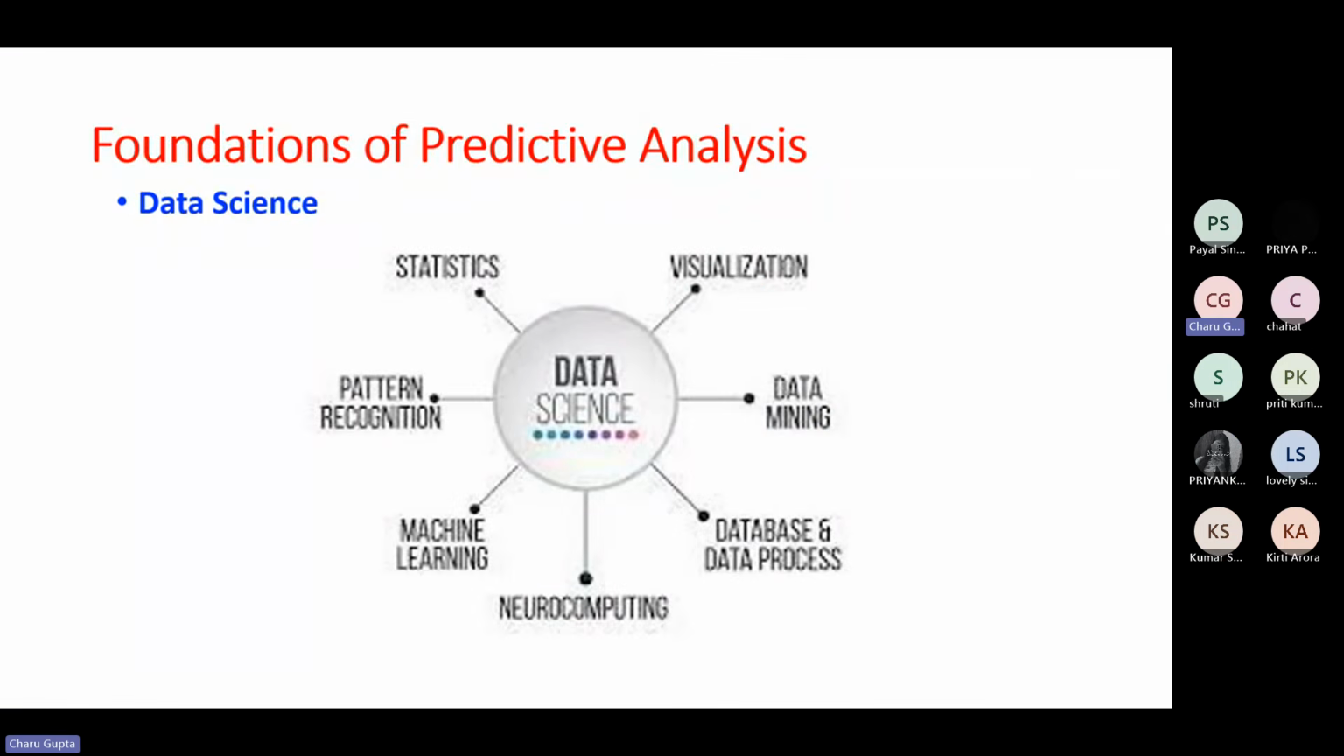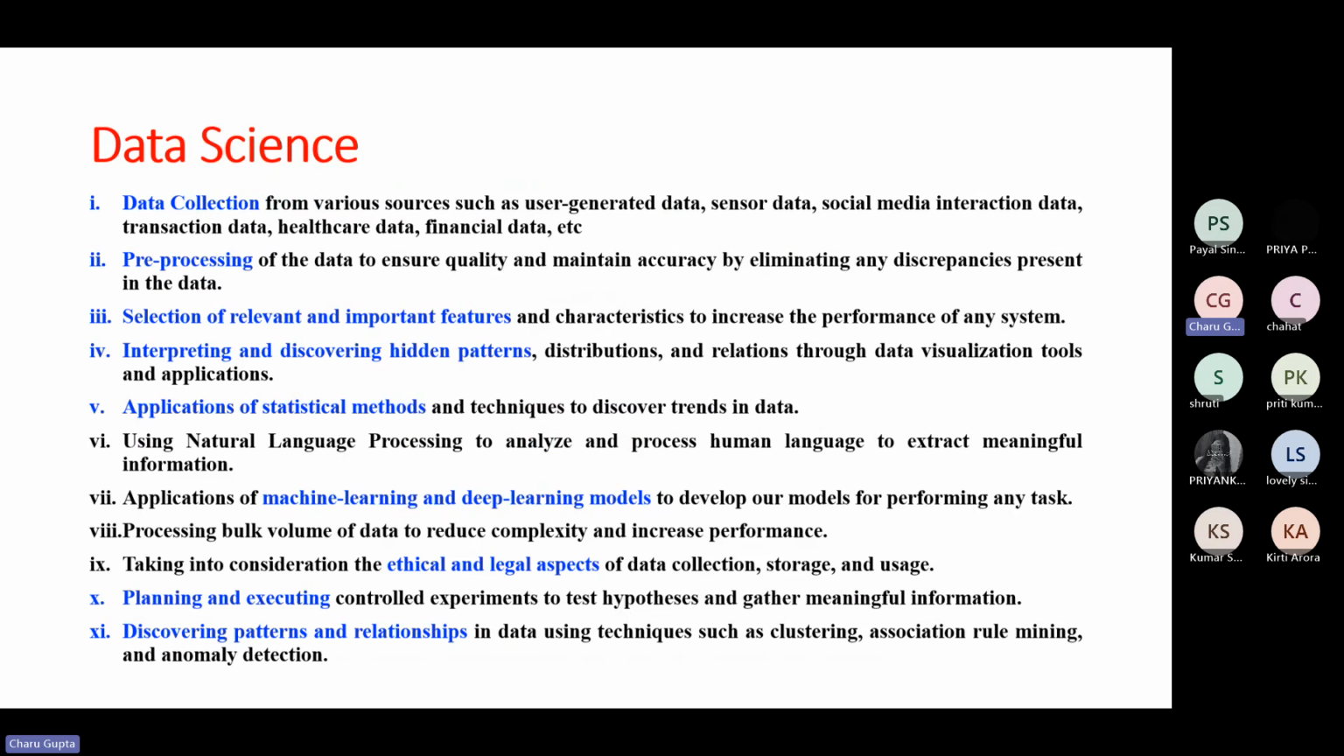So, data analytics, it is the foundation of predictive analytics. Before performing predictive analytics, we must be aware of what are the different steps in data analysis. Data science is about data collection, wherein different sources of data is being generated. Then pre-processing the data to ensure quality and accuracy. Selecting the relevant and important features. Next, interpreting and discovering the hidden patterns. Applying statistical methods. Applying NLP.